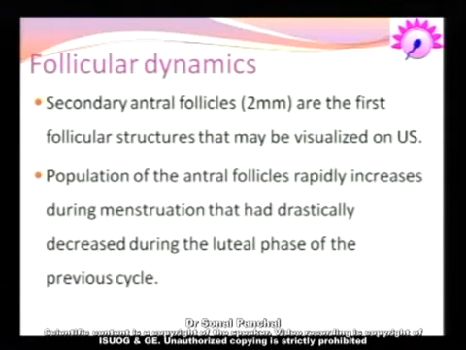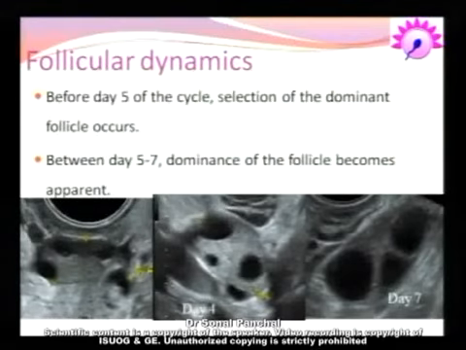Follicular dynamic study should start with the first or second day of the cycle, when the secondary antral follicles are only 2 mm at first. At that stage you can visualize them, or they may be even 1 mm and you will be able to visualize them. The population of the antral follicles rapidly increases during menstruation, having drastically decreased during the luteal phase. So during the luteal phase, the population of the antral follicles decreases, and they suddenly start growing as soon as the menstruation starts.